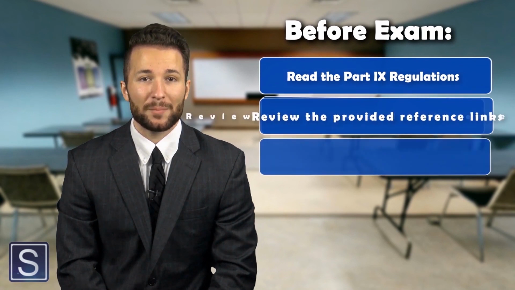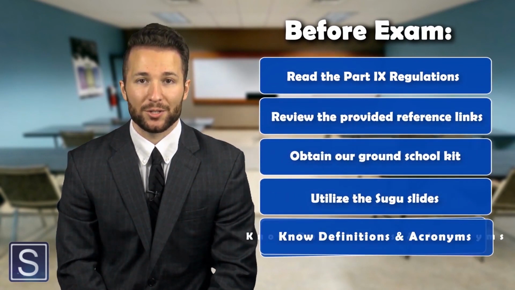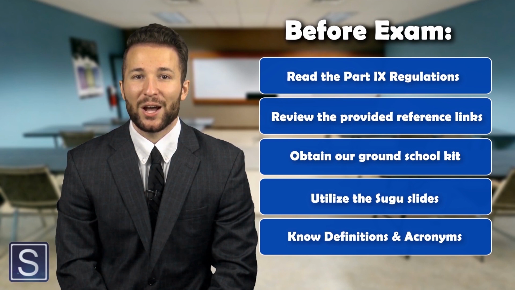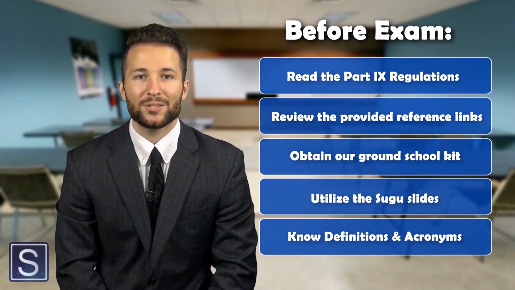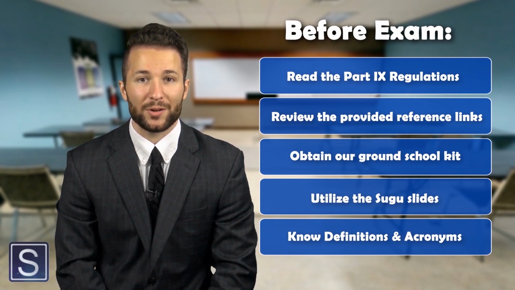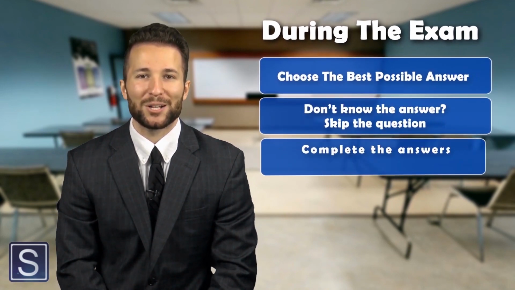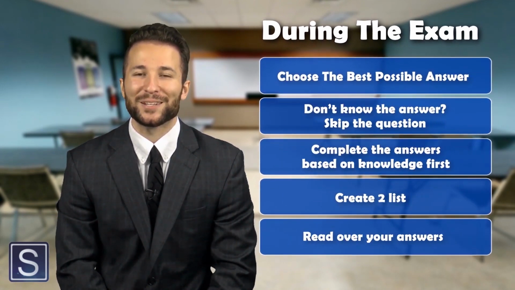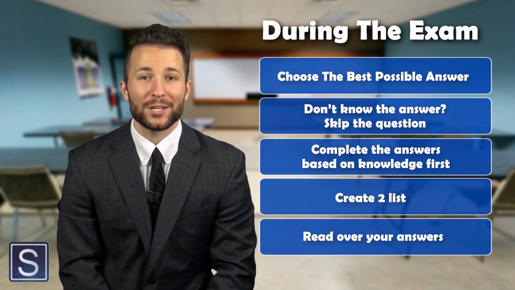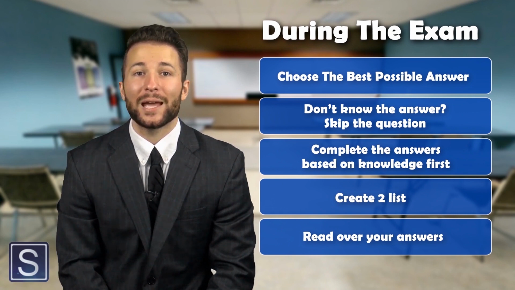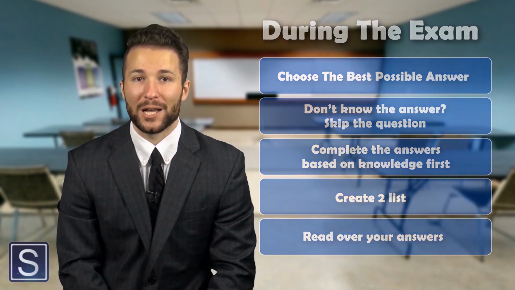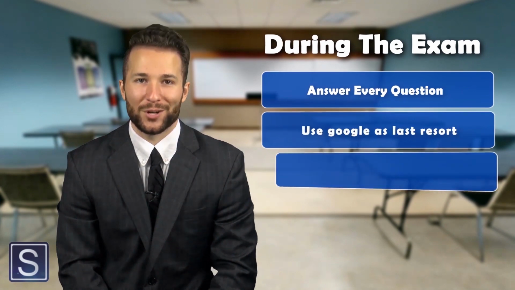Nevertheless, here are the steps to pass the advanced exam. Before the exam, make sure to read the Part 9 regulations, review provided reference links, obtain our ground school kit or necessary books, which is recommended, utilize the SUGU slides to learn exam knowledge areas, and know the definitions and acronyms. During the exam, choose the best possible answer. If you don't know the answer, skip and come back later. Complete the answers based on what you know first. Create 2 lists on scrap paper labeled uncertain and don't know. Read over your answers at the end of the exam and answer every question.